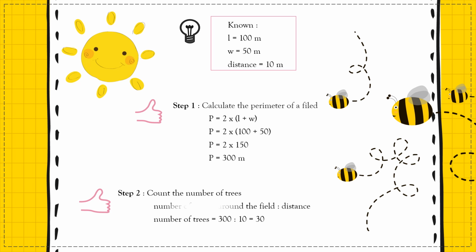Step 2. Count the number of trees. Number of trees equal perimeter around the field divided by distance. Number of trees equal 300 divided by 10 equal 30 trees. So the number of trees needed is 30.